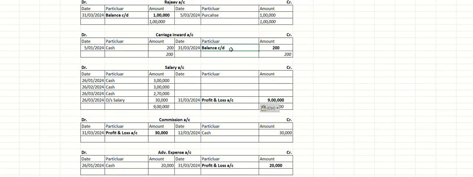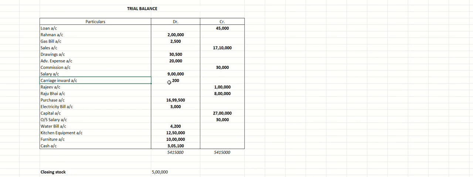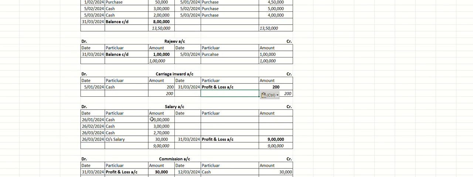Now, carriage inward. Of course, it is an expense, so we'll write profit and loss account instead of balance carried on. The amount is 200. 200 is on the credit side, but in the trial balance, carriage inward is taken to the opposite side.